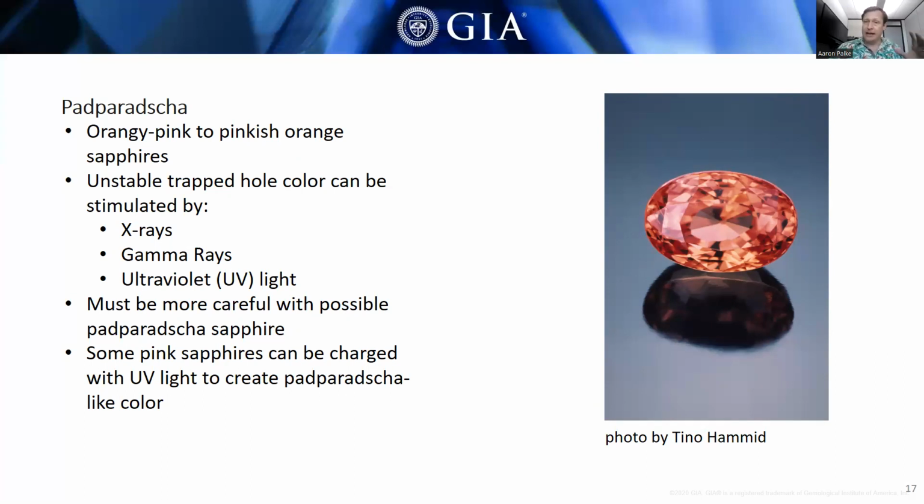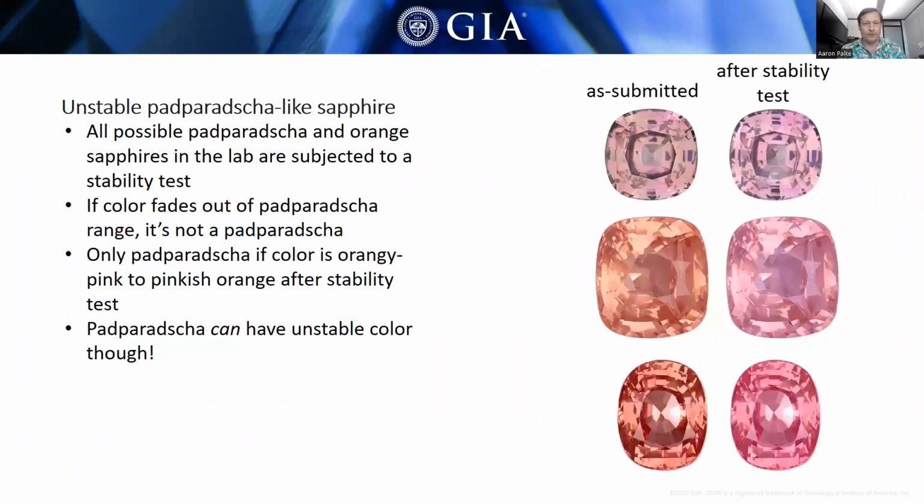So with pink, any possible Padparadscha sapphire that comes through the laboratory is going to automatically get this color stability test in order to fade it back to its original color. This is just shown here. These are some examples of stones that have come through the laboratory, the color as submitted and the color after the stability test, showing you the range of colors you can expect to see for these possible Padparadscha sapphires. On the left, the stones came in within the range of Padparadscha sapphires, and on the right, you can see that after the stability test, they faded completely out of the range. So these stones had probably been juiced up with a long-wave ultraviolet light before being submitted to the laboratory, and we were able to catch it with the stability test.